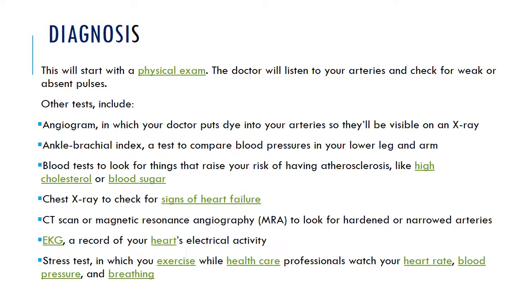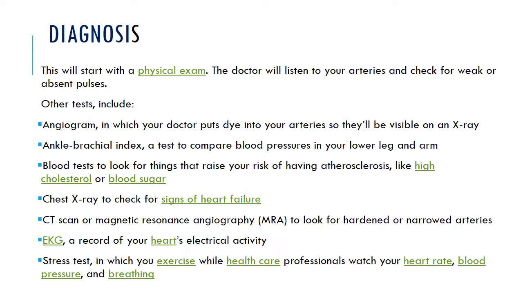Definitely the person will be getting an ECG done, which is nothing but assessing your heart's electrical activity, which is very, very important. Also, some of the other diagnostic tests will include a stress test, in which you exercise. What happens is you're putting your heart at a very fast pace, and then you assess how much your heart is able to function.